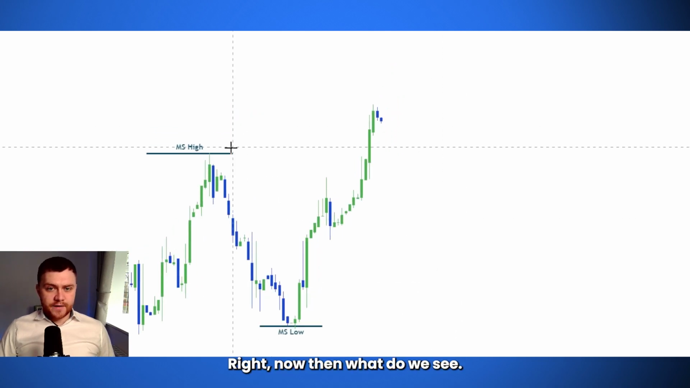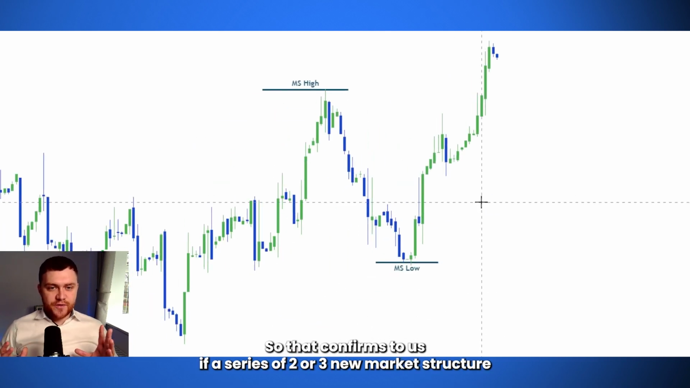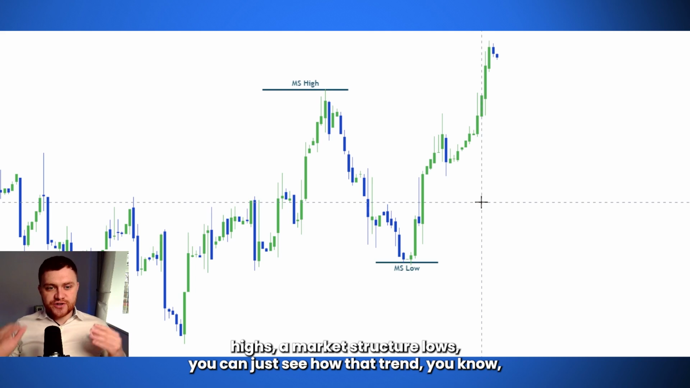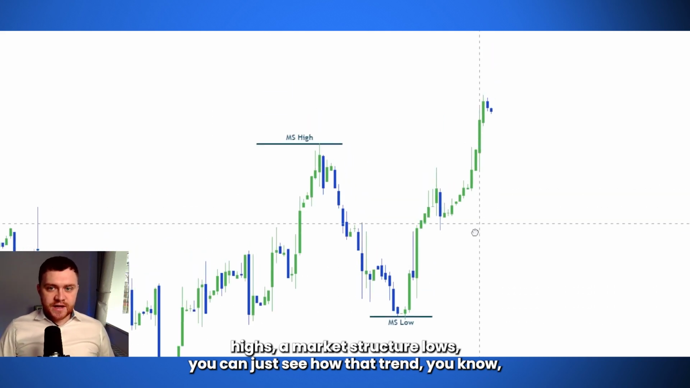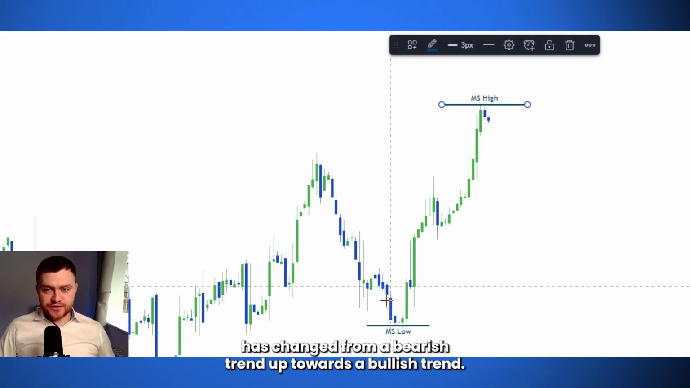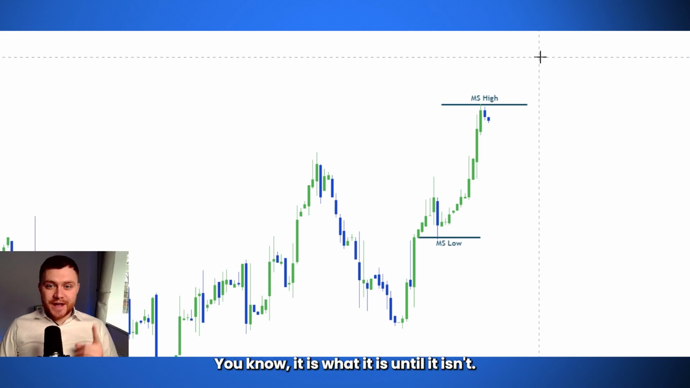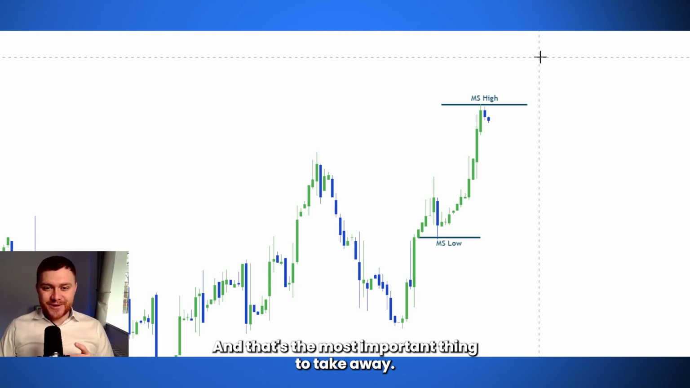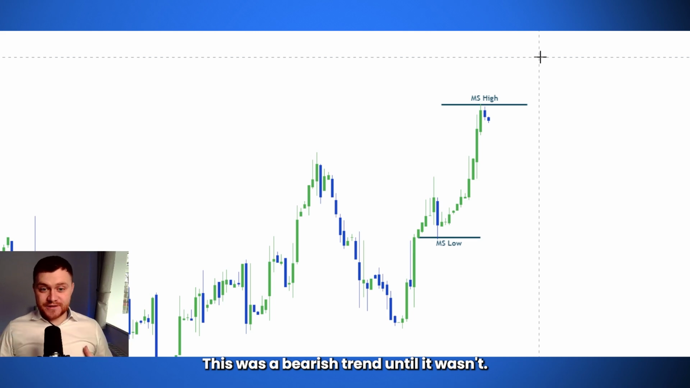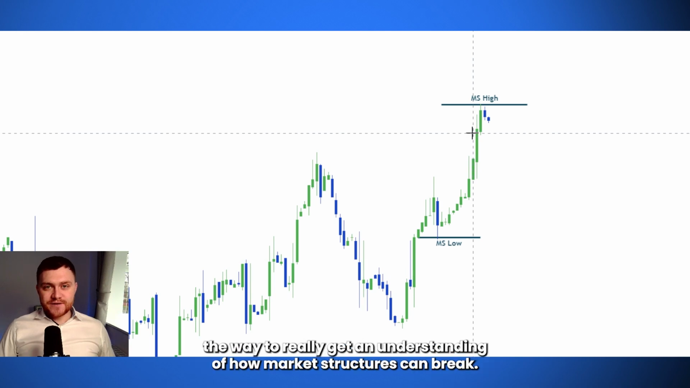Okay, right, now then, what do we see? We see a new break higher. So that confirms to us, with a series of two or three new market structure highs and market structure lows, you can just see how that market structure has changed from a bearish trend to a bullish trend, and then we can basically follow the price action as we move up, and we just keep marking those ranges as we go up. So we follow it, it is what it is until it isn't, and that's the most important thing to take away. This was a bearish trend until it wasn't, and all we did was simply follow the market structure and the price along the way to really get an understanding of how market structures can break.